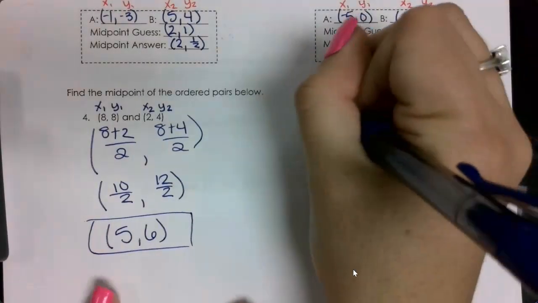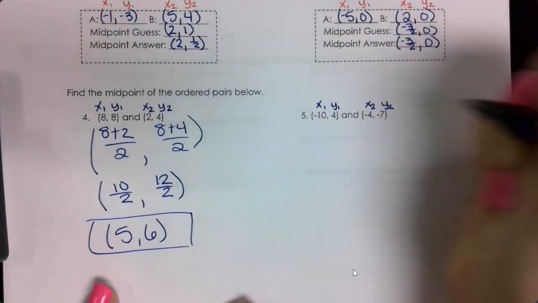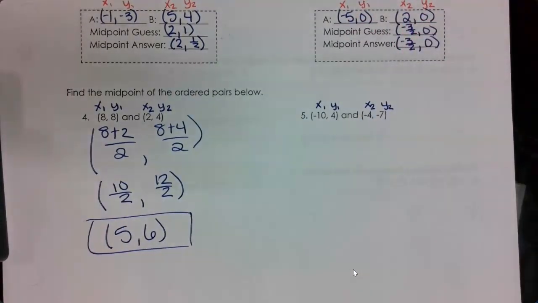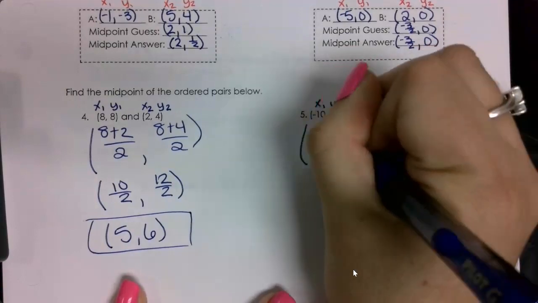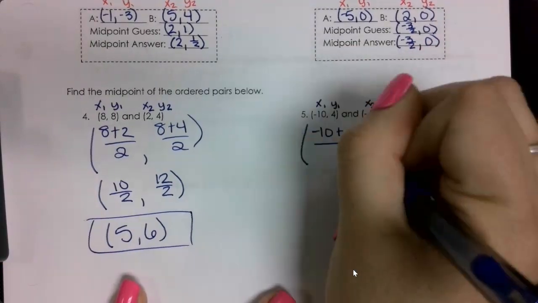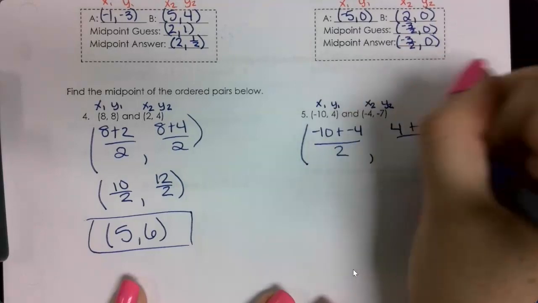Okay, same thing for number 5. I'm going to label x sub 1, y sub 1, x sub 2, y sub 2. So then plugging in, I'm going to have negative 10 plus negative 4 divided by 2, and then 4 plus negative 7 divided by 2.